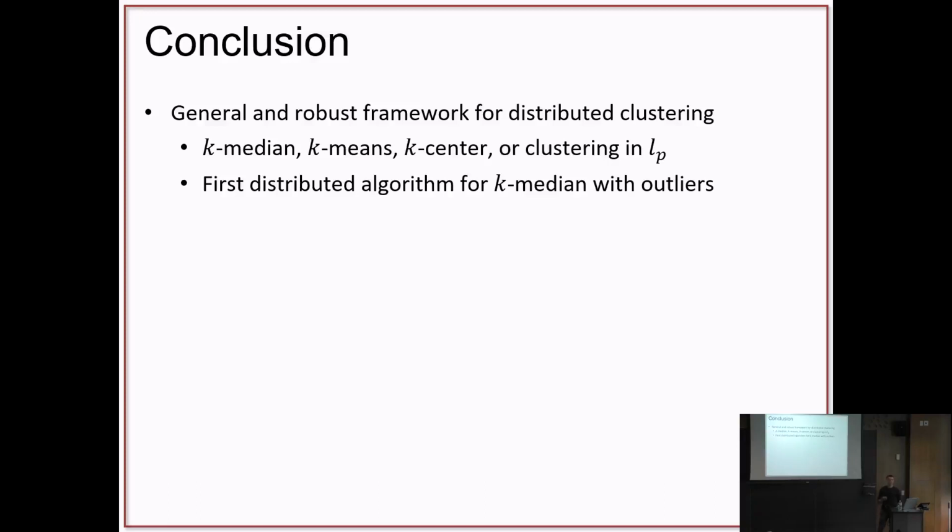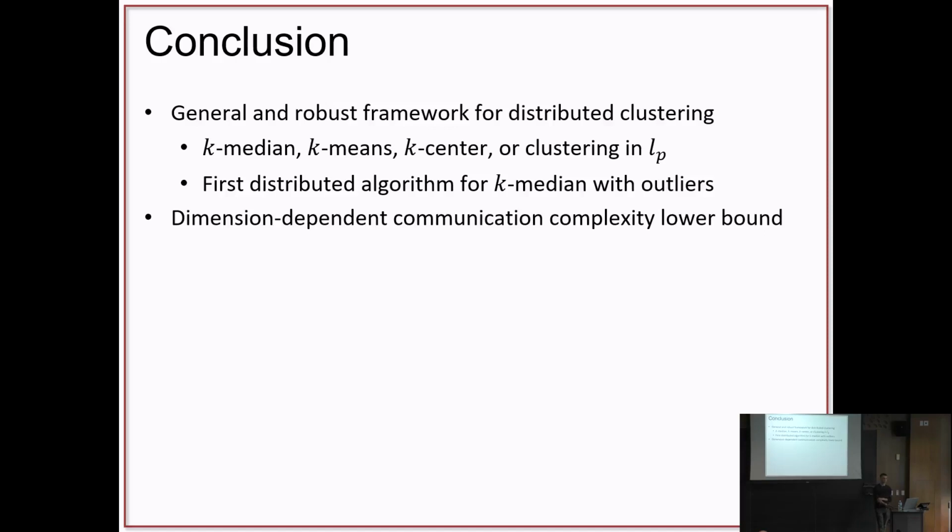We showed a general and robust framework that handled any distributed clustering objective you want, like k-median, k-means, k-center. In particular, we showed a distributed algorithm for k-median with outliers that was a constant factor approximation, and then I showed a dimension-dependent lower bound on the communication needed for distributed clustering. And also we can get better guarantees if our data looks nicer than just worst case.